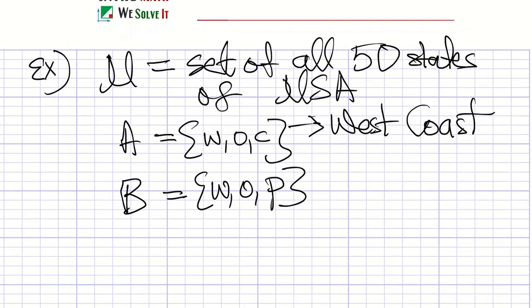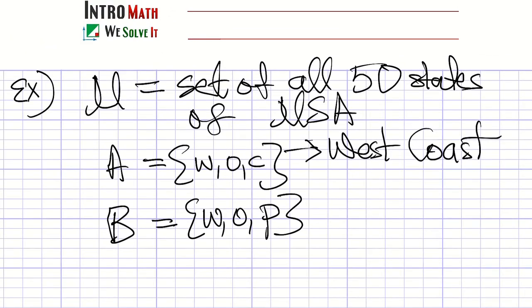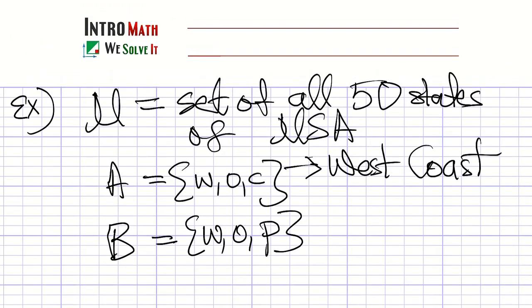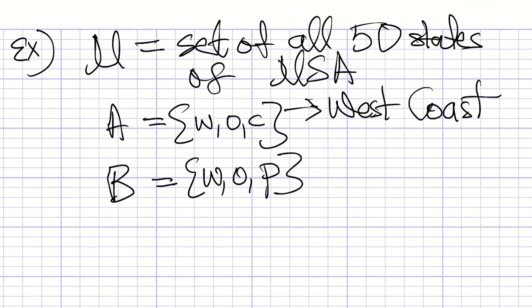This problem says that the universal set is the set of all the 50 states of the United States, right? And then A is given there, B is given there. Notice that A is the states in the West Coast, and B contains some states in the West Coast, and then P, I use P for Pennsylvania. Pennsylvania is in the northeast, right? Now, how do you represent this situation using the Venn diagram? That's the thing we're supposed to do.